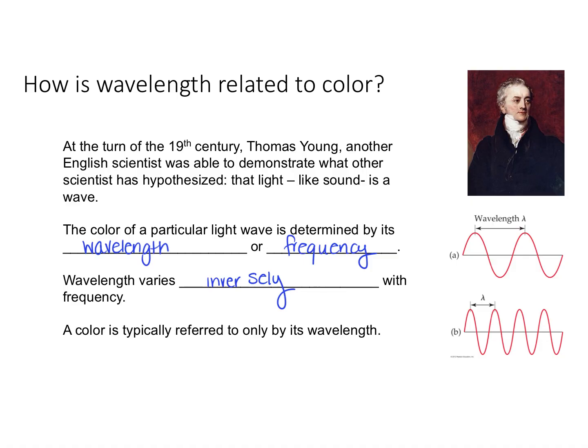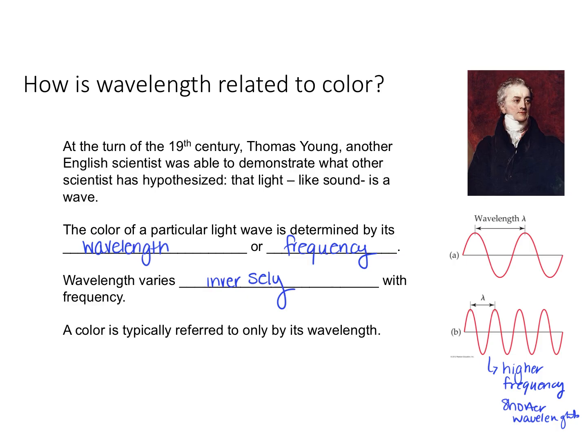The frequency is how many waves pass a point in a certain amount of time. And so when we look at this, B right here is the higher frequency, right? Because more waves have passed in this amount of time. And so you'll notice it also has a shorter wavelength. And so that's what we see there with both of those things.